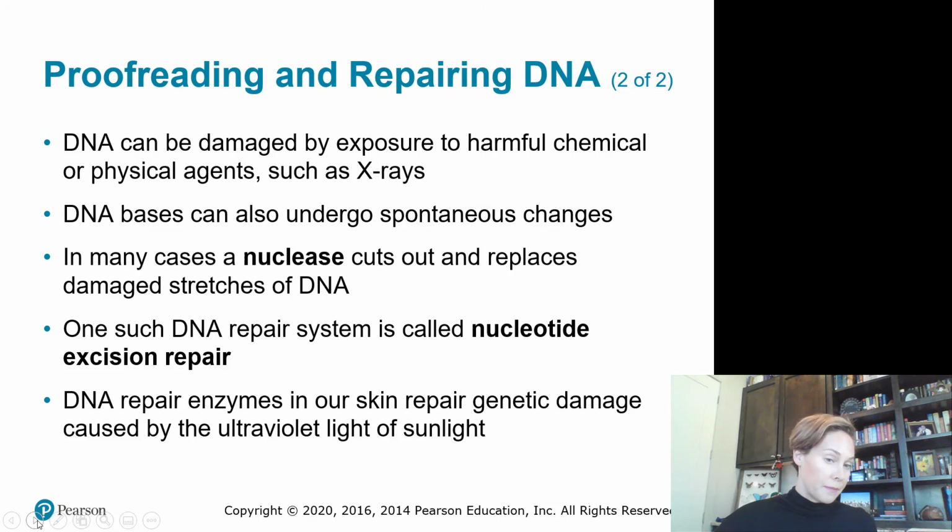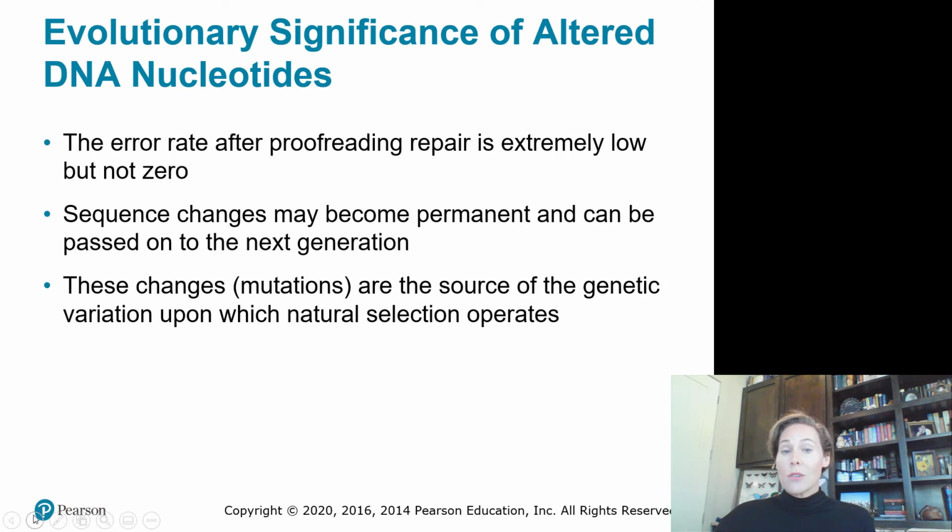cancer occurs. So once again, the error rate after all this proofreading is extremely low, but it's certainly not zero. So sequence changes may become permanent and can be passed on to the next generation. These changes, or mutations, are the source of genetic variation upon which natural selection may also operate.